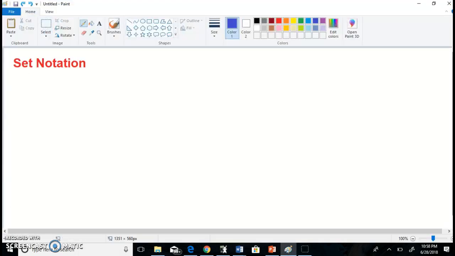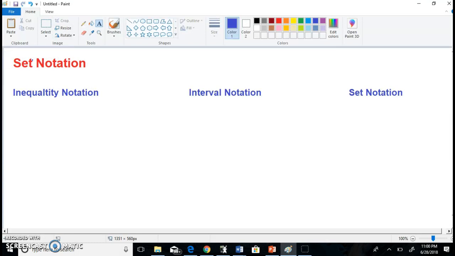So we have one last thing to cover, and it's called set notation. It is in the homework, so I wanted to make sure that we covered it. So we have covered so far inequality notation and interval notation. So now we're going to introduce to you set notation. It's just another way to write the same kind of thing.